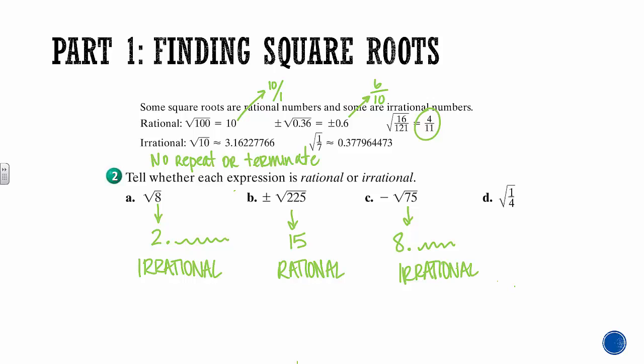And this one, the square root of 1/4, remember we can write as the square root of 1 divided by the square root of 4. So this just gives us 1/2, which is a fraction, so rational.